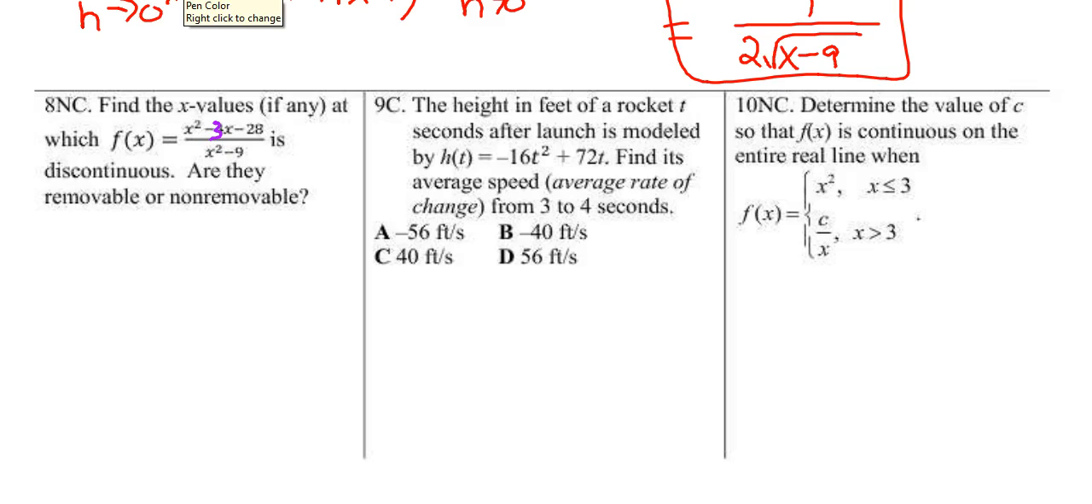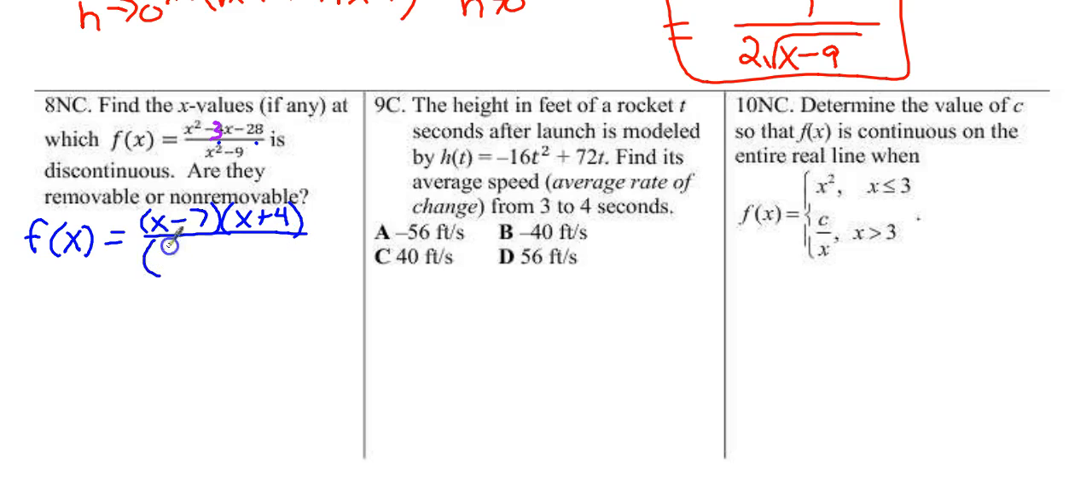Find the values of any discontinuities, and find out if each is removable or non-removable. So let's factor both the numerator and the denominator. So f of x equals, what multiplies to give you negative 28 that adds to give you negative 3, not 4? Well, x minus 7, x plus 4. Would 3 have worked? No, because that would have been 21. Anyway, the denominator x squared minus 9 factors to x plus 3 and x minus 3.